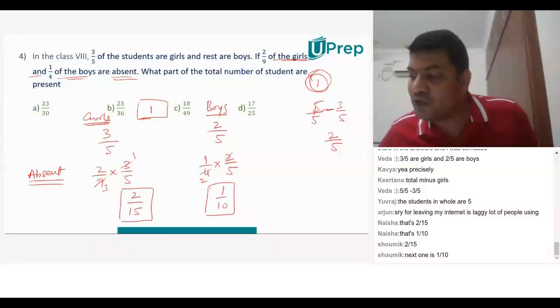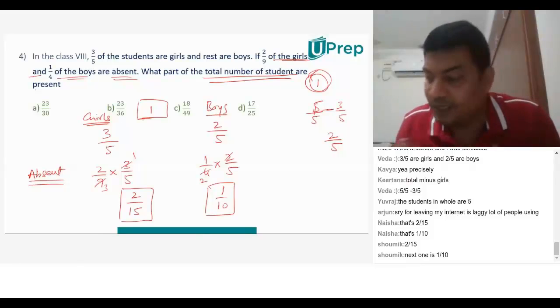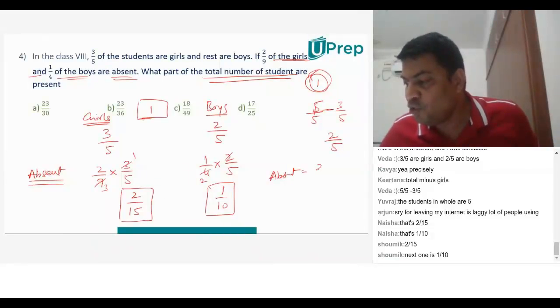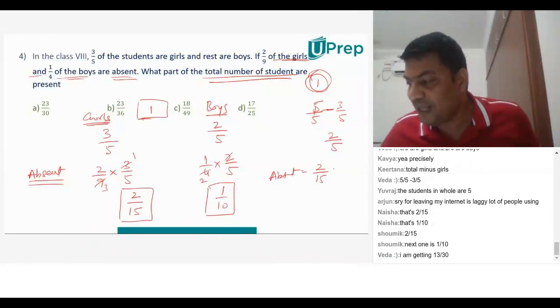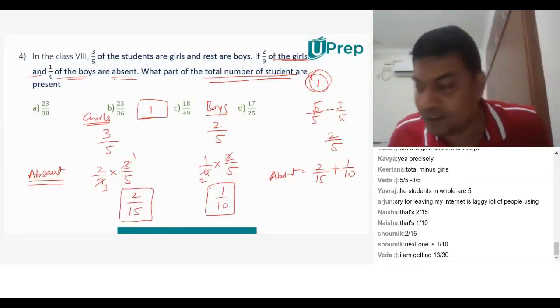Now what do you want? What part of the total number of students are present? First we need to know how many are absent. So the total number of absent students is nothing but the sum of your 2 by 15, that is girls, plus your 1 by 10. Your 2 by 15 plus 1 by 10 are absent.